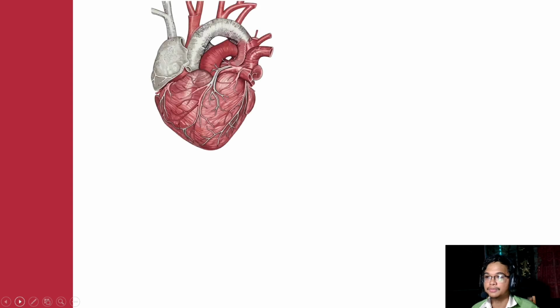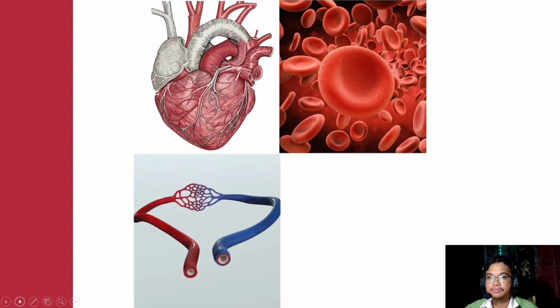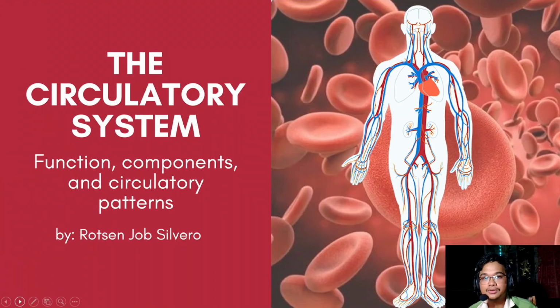To start off this presentation, here I have 4 pictures. First is the picture of the heart, and second is a picture of red blood cells. Third is blood vessels. Here we have an artery, a vein, and capillaries. Next is the heart with the blood vessels. So, what do you think these 4 pictures suggest the topic is for today? Well, if you guessed the circulatory system, you'd be correct.